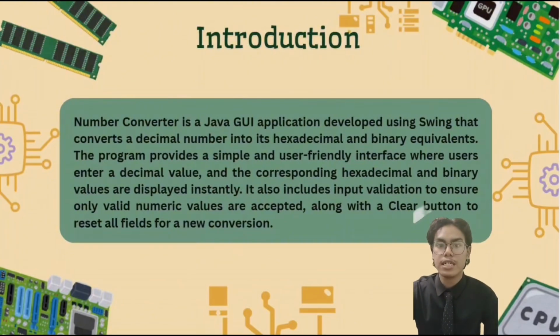Number Converter is a Java GUI application developed using Swing that converts a decimal number into its hexadecimal and binary equivalents. The program provides a simple and user-friendly interface where users enter a decimal value and then the corresponding hexadecimal and binary values are displayed instantly. It also includes input validation to ensure only valid numeric values are accepted, along with a clear button to reset all fields for a new conversion.